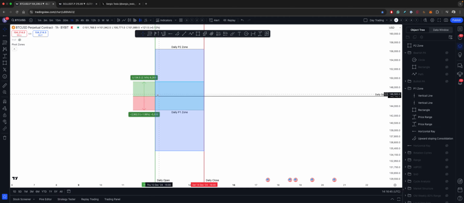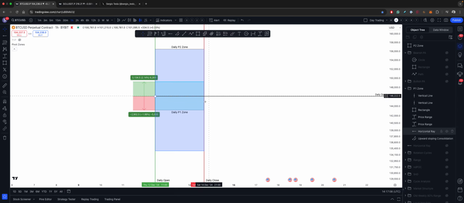Say we have the daily open right here on the vertical. So in terms of time, the daily open is here and the daily close is right here. Then what we have here horizontal is the daily open, the price at which, this is the time at which price opened, the vertical, and this is the price where price opened, the price level.